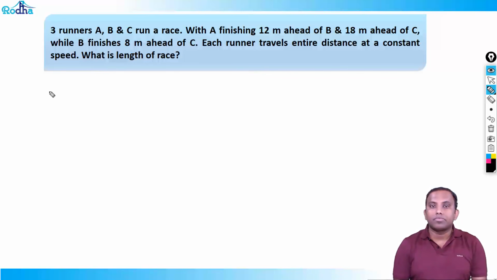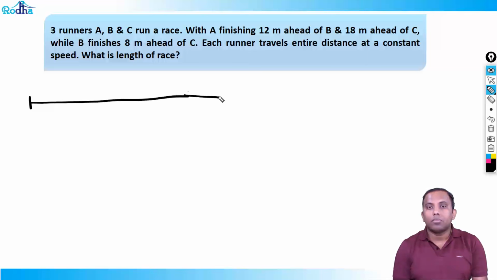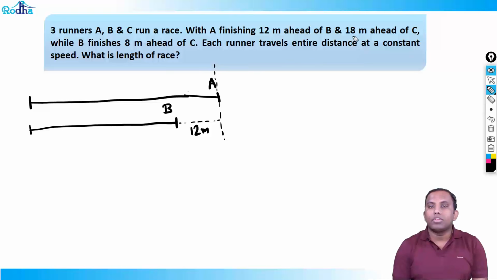Now see here. A, B, C run a race. So again, let's make a race track. It's a race track here. Suppose A is finishing the race. A is finishing 12 meter ahead of B, so B is here, let's say, and this is the finishing line. This distance is 12 meter. And A is finishing 18 meter ahead of C, that means C is 18 meter behind the finishing line.